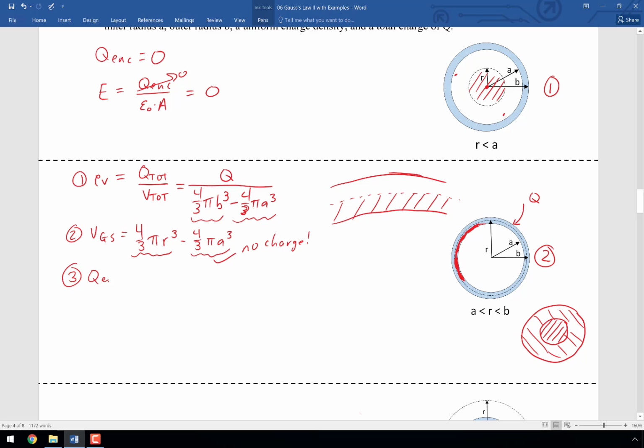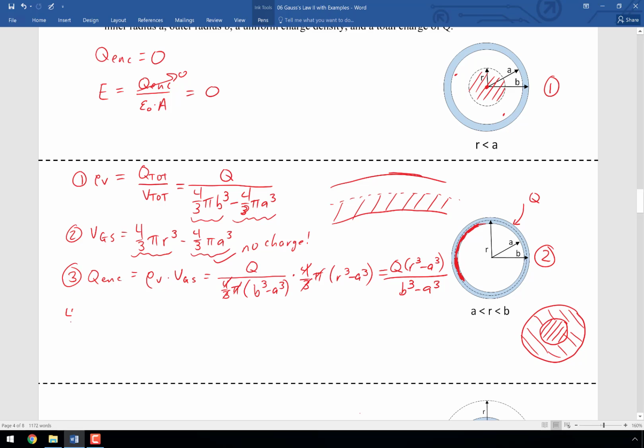So what is the enclosed charge? The enclosed charge is rho sub v times V_GS, which is Q divided by 4/3 pi, and I'll factor that out, and then it's b cubed minus a cubed, multiplied by the volume 4/3 pi times r cubed minus a cubed. That's the volume of the Gaussian surface. Cancel the 4s, cancel the 3s, cancel the pi's, and I'm left with Q times r cubed minus a cubed divided by b cubed minus a cubed.